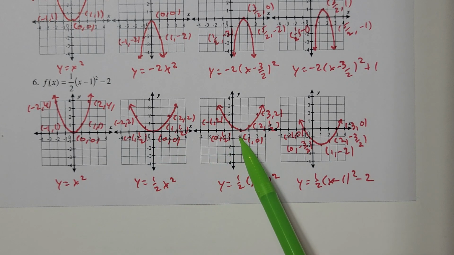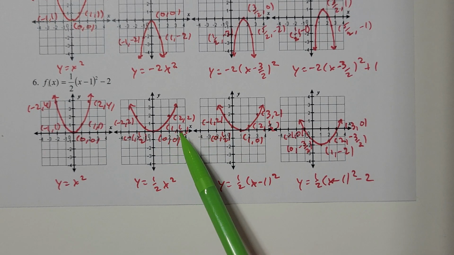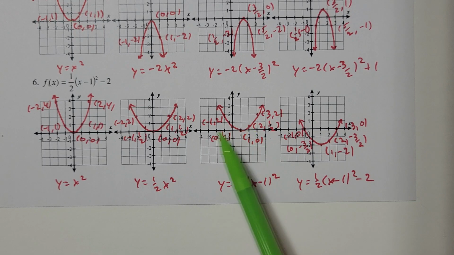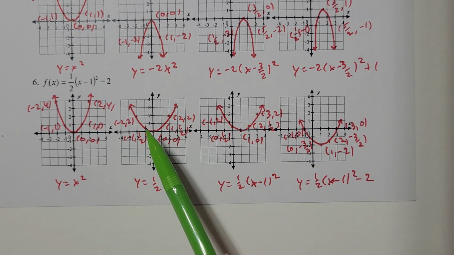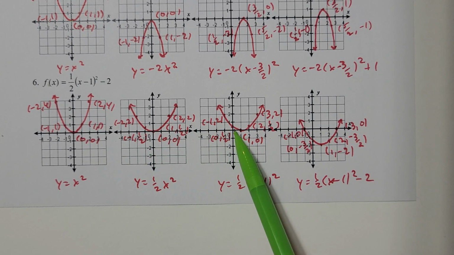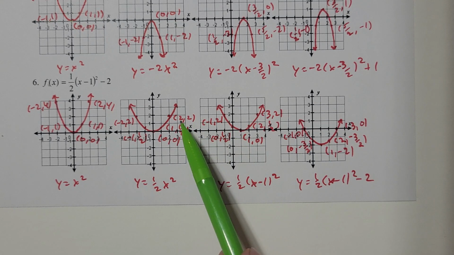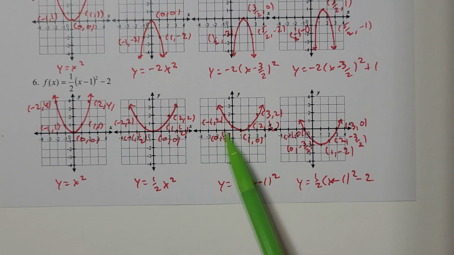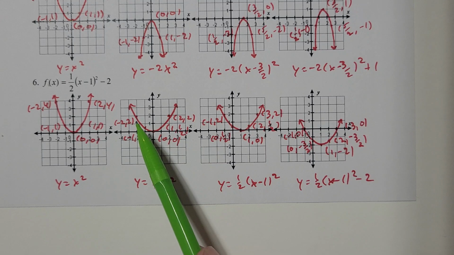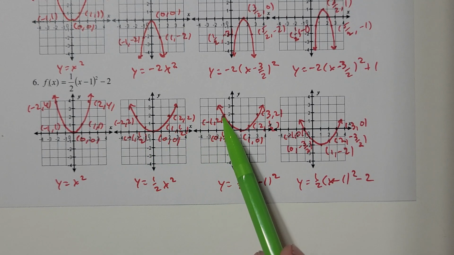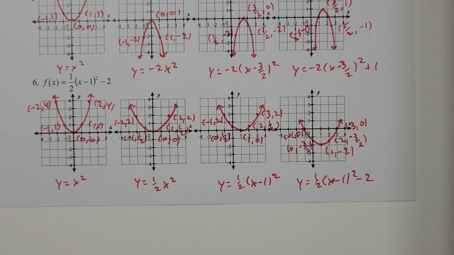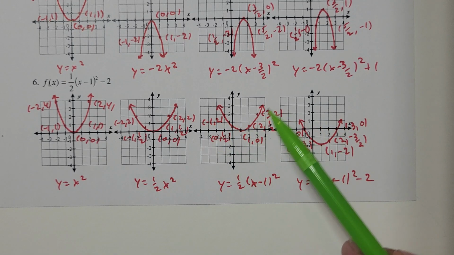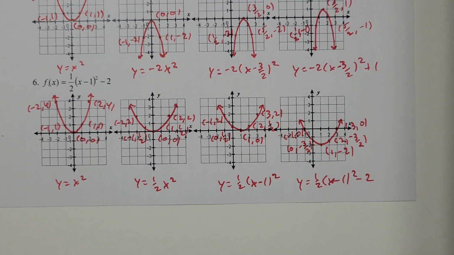0, 0 is going to be at 1, 0. 1, 1/2 is going to be at 2, 1/2. -1, 1/2 would be at 0, 1/2. 2, 2 is going to be at 3, 2. And -2, 2 would be at -1, 2. Okay, so then I draw the parabola. The last graph is my answer.